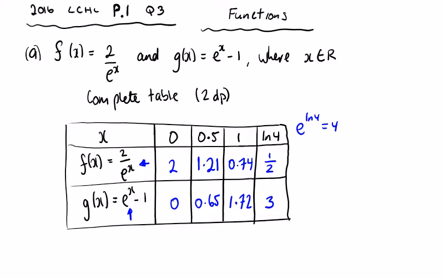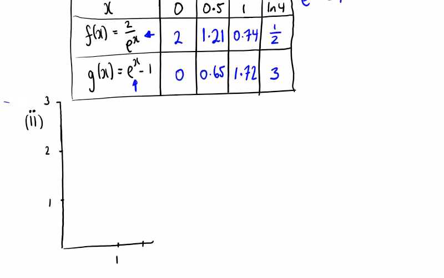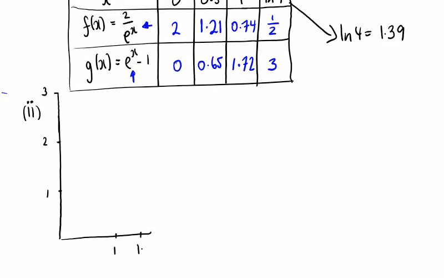Okay, let's look at the next part. In the second part of this question, you're asked to graph them, and you're given a graph with 1, 2, 3 on the y-axis, and just the number 1 on the x-axis. But we can see here we're going out to the natural log of 4, and the natural log of 4 is equal to 1.386 or 1.39. So I'll put that down here as well.